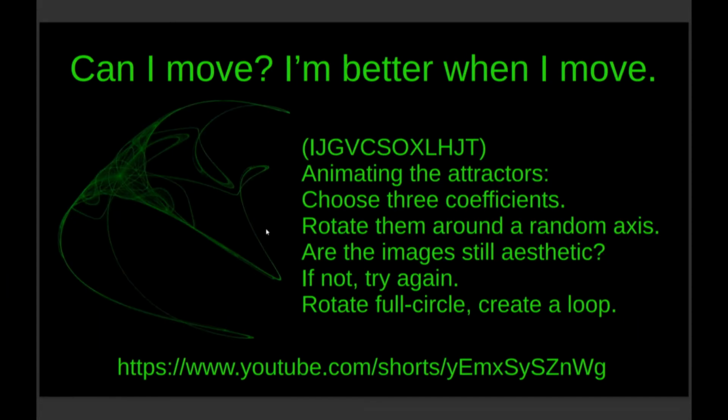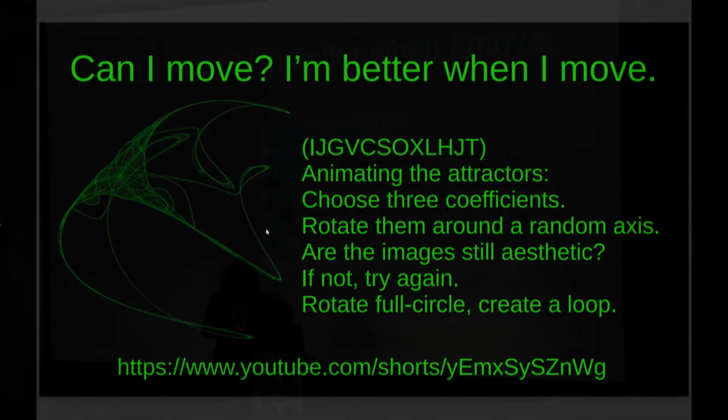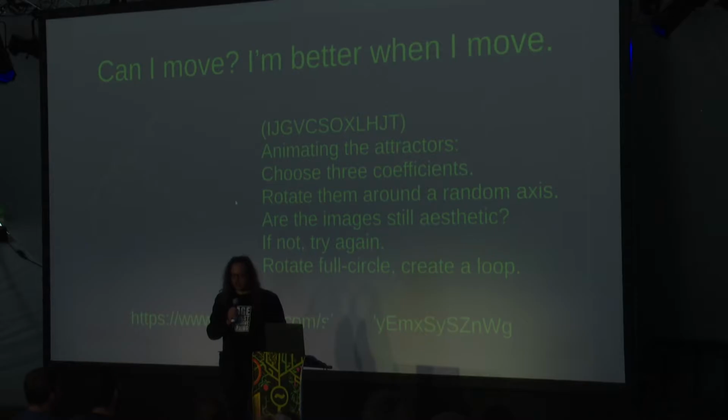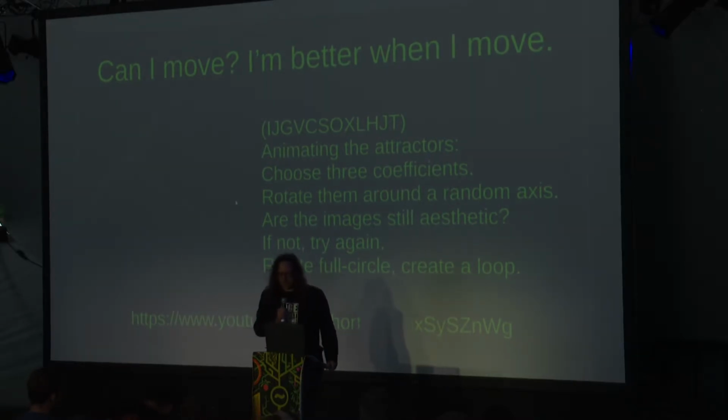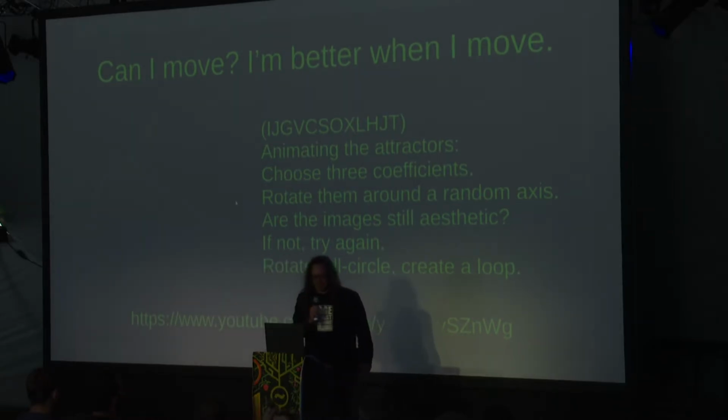Sorry. So, rotate 3 of the randomly chosen coefficients around a circle, and you can perturbate the attractor and produce lots of images and make lots of noises, and they move.